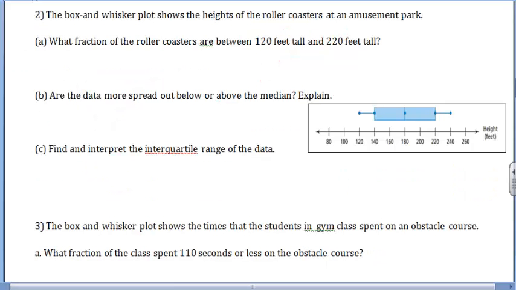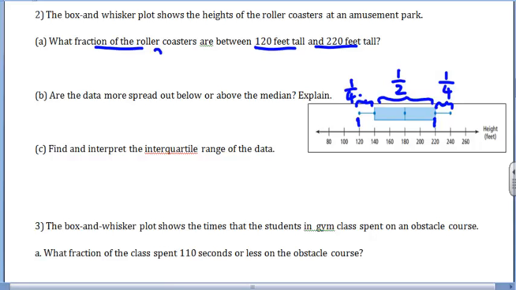Okay, it says the box and whisker plot shows the heights of the roller coasters at an amusement park. It's asking us what fraction of the roller coasters are between 120 and 220 feet tall. Remember, this is about 1/4 data. This box accounts for about half the data, and this whisker again accounts for 1/4 data. So they are asking us between 120, so right here, from the minimum value to 220, which is Q3. How much is that? So 1/4 plus a half, so that's about 3/4 of the data.